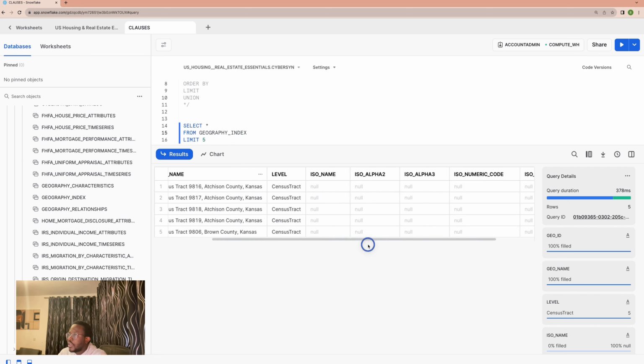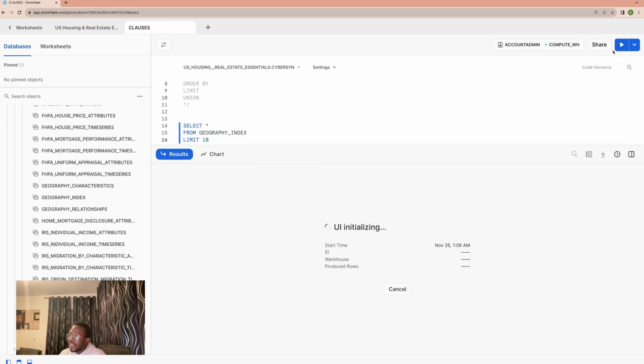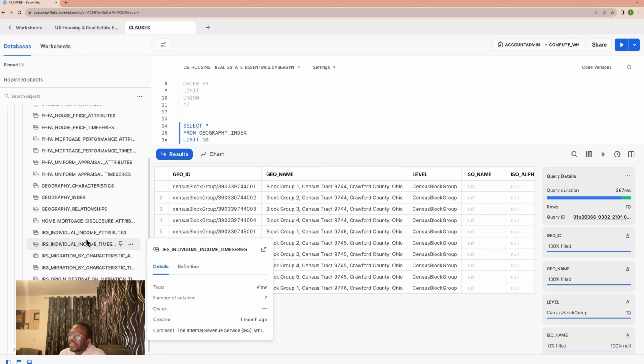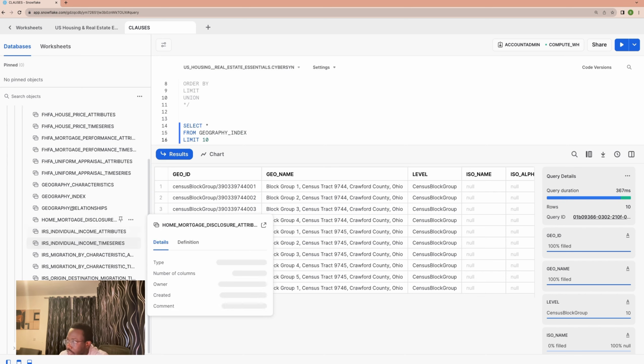So if you notice here, we already selected from the geographical index and we limit by 5. And of course, it's bringing the 5 rows. If we increase this limit to 10, we'll bring 10 rows as well, right? So the limit is essentially saying, okay, select this data from this table, but only bring 10 rows.